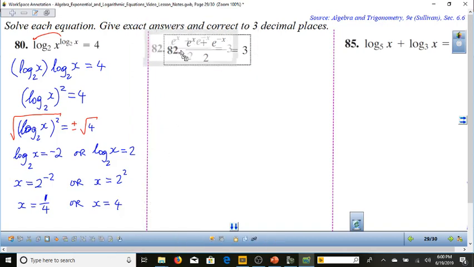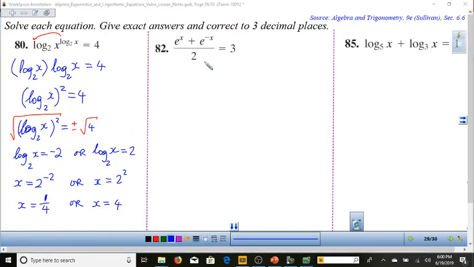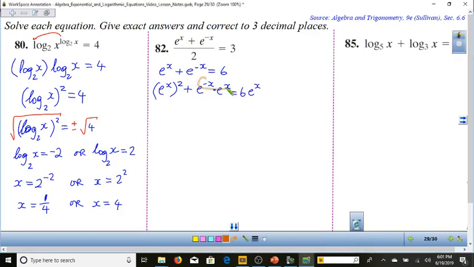And let's move on to the next question here. This one looks a little challenging. So let's multiply both sides by 2 to make it a little easier to see what's going on. e to the x plus e to the -x is equal to 6. Now we have a negative x here, so if I multiply everything by e to the x, I get e to the x squared plus e to the -x times e to the x equal to 6e to the x. Now what that will do is it will combine the exponents here by adding them, and that will give me e to the 0.